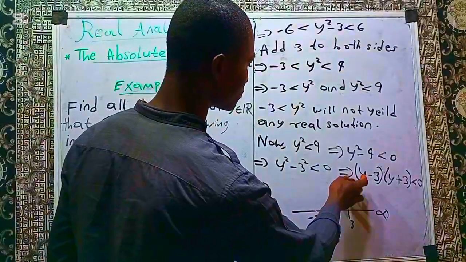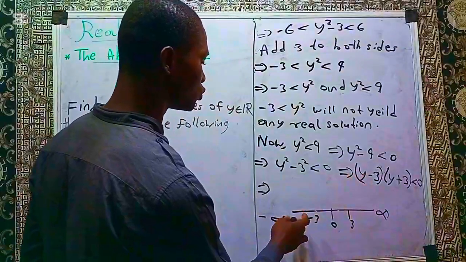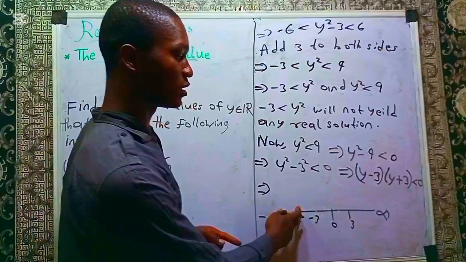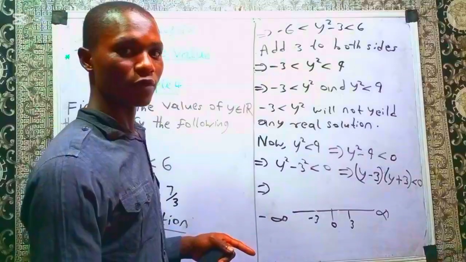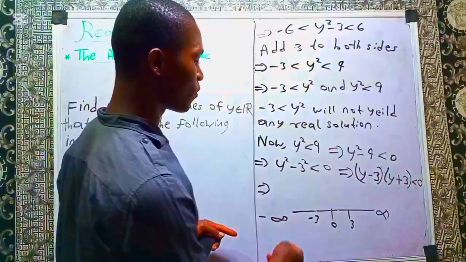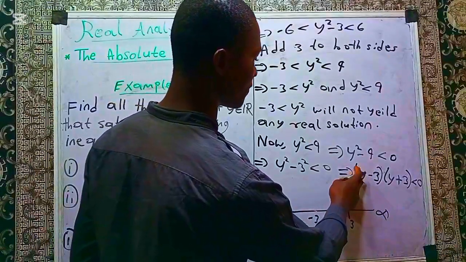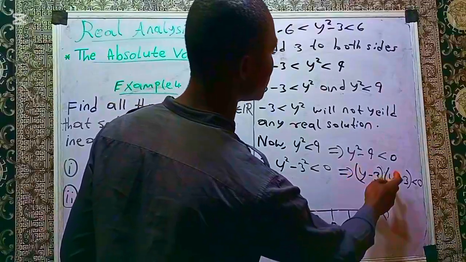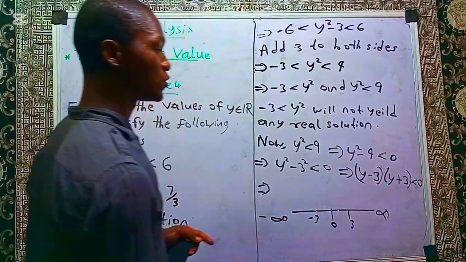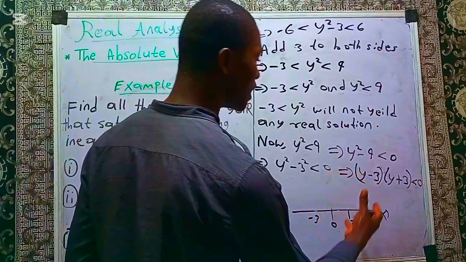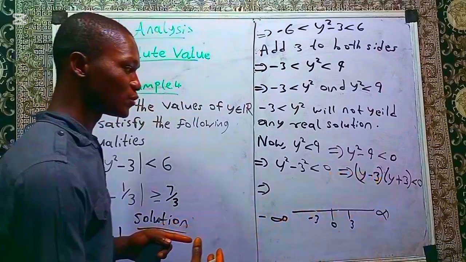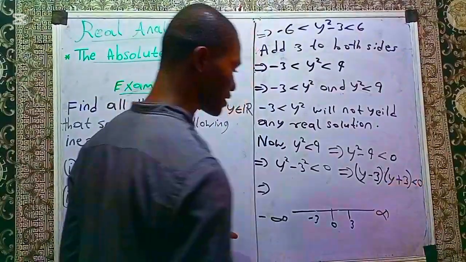Then next one we are going to do, pick a number after negative 3. Let me say negative 4, for instance. If you put negative 4 here, you are going to get negative. Put negative 4 here, you are going to get negative. Negative multiplied by negative, you get positive. So this inequality will not be satisfied.